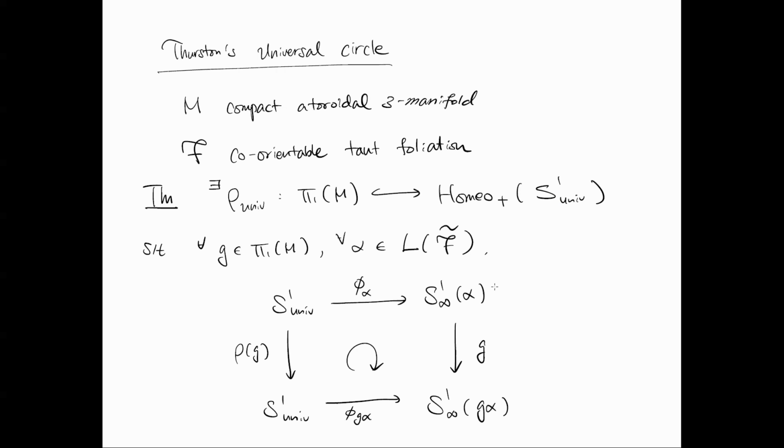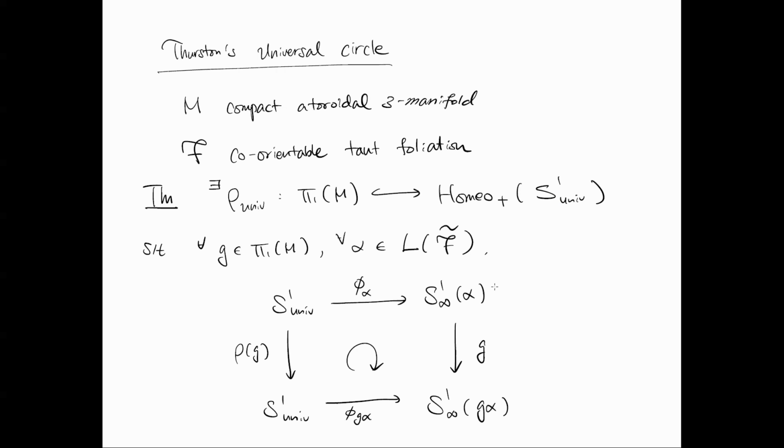Since F tilde descends to F in M, a deck transformation, of course, maps leaves of F tilde to leaves of F tilde, right? So the alpha will be mapped to some other leaf of the foliation. Let's call it G alpha. For G alpha also, you have the circle at infinity, and there's this monotone map from the universal circle to this circle at infinity. And Thurston's theorem says that this diagram always commutes.